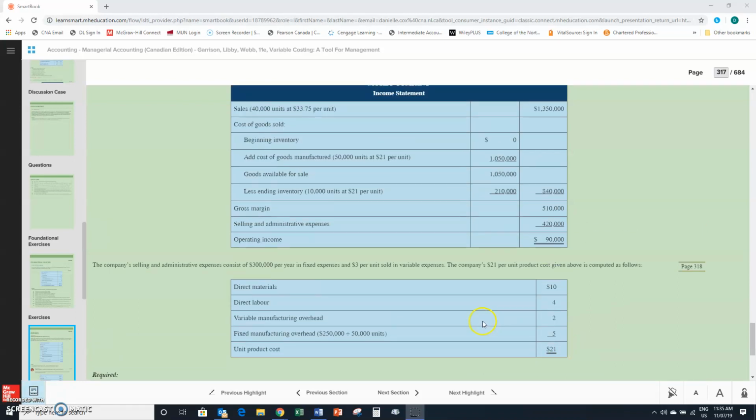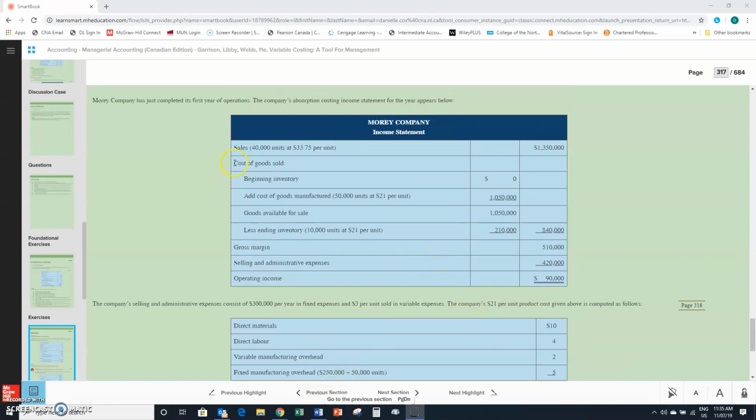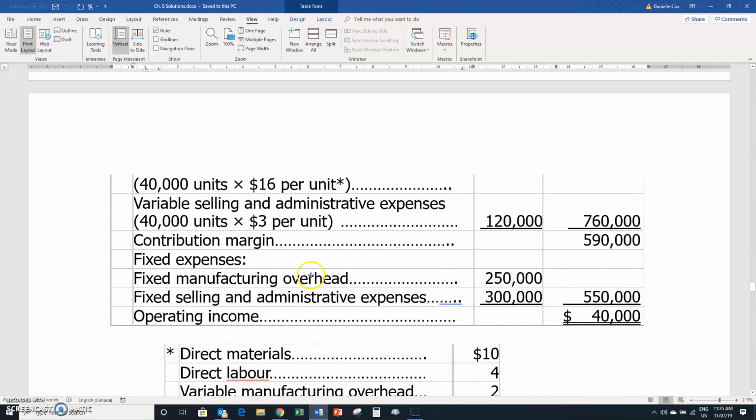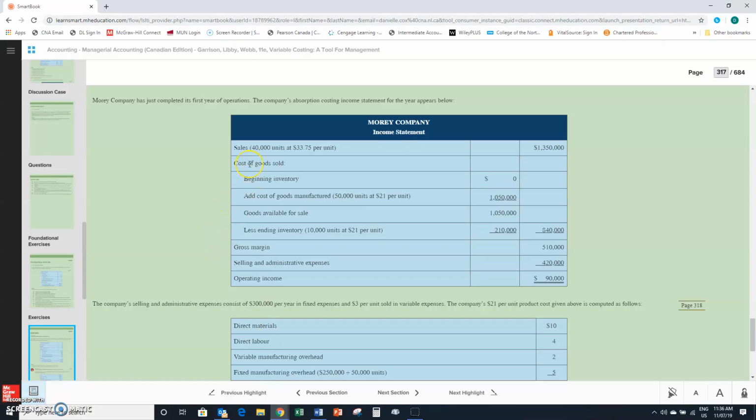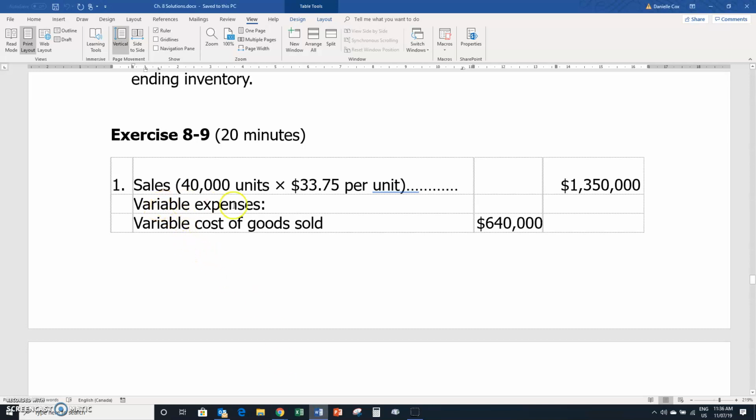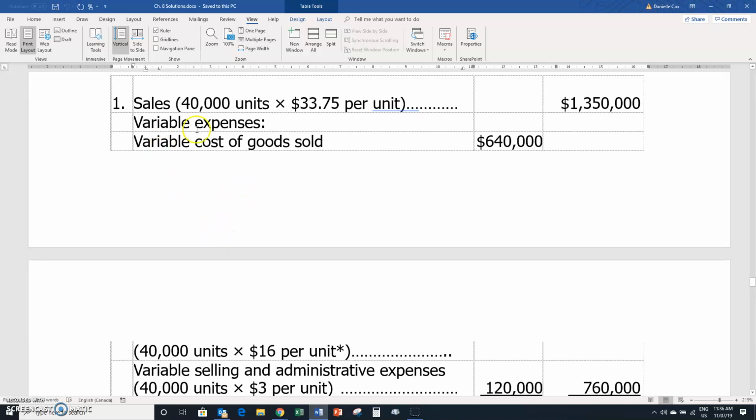Okay, so either way, sales are going to be the same. Then nothing changes there. So sales, 40,000 units at $33.75 per unit, $1,350,000. Now, under the absorption costing method, you're going to have your cost of goods sold, whereas under variable costing method, you're going to have variable expenses. So try to remember when you're doing these on exams, put in your headings. I do a lot of few little marks for proper headings, so having variable expenses there.